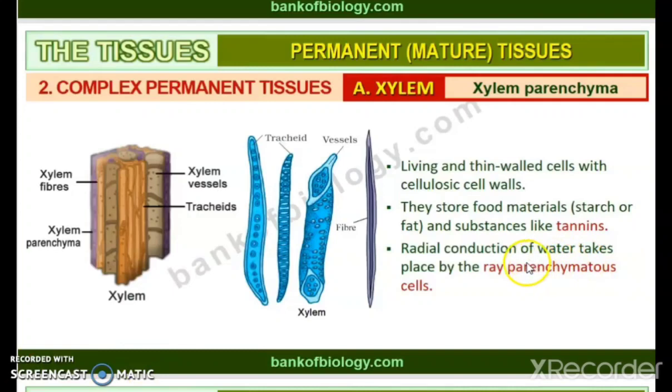Okay, and radial conduction of water takes place by ray parenchymatous cells. Radial conduction means water and minerals are conducted sideways also. Okay, so that is called radial conduction.